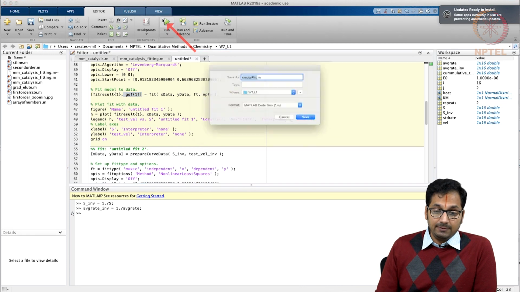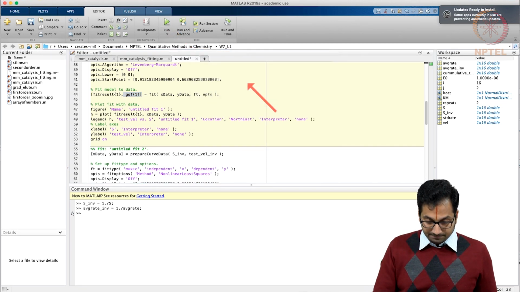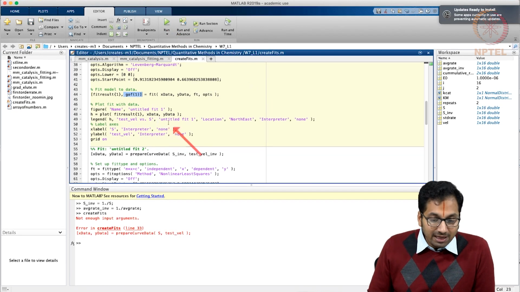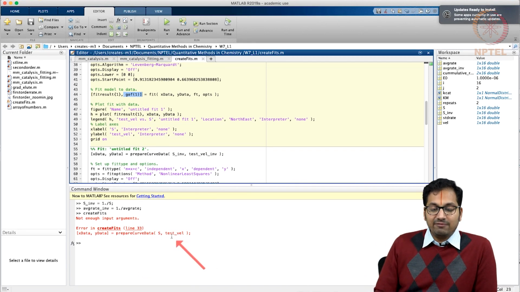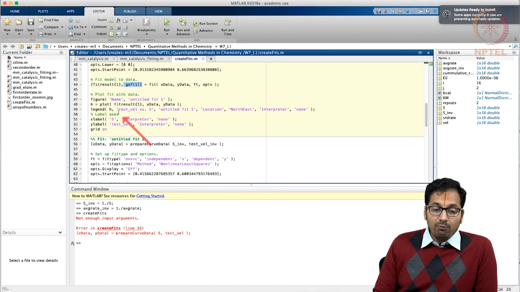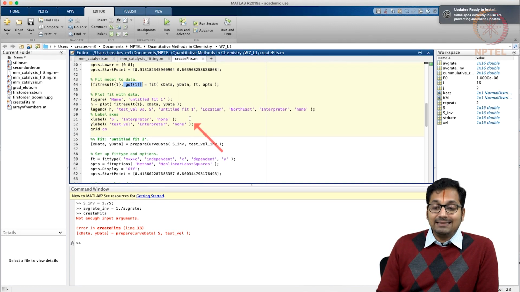So if you run this, of course you need to save the fit. Oh, it's having an error, I'm not sure. Okay, that's because we have rewritten the test underscore velocity, but we will be taking a look at it in a moment, where you will be able to see that the plot of the fit to the x and y data that we have provided is nicely done, and the legend is provided.